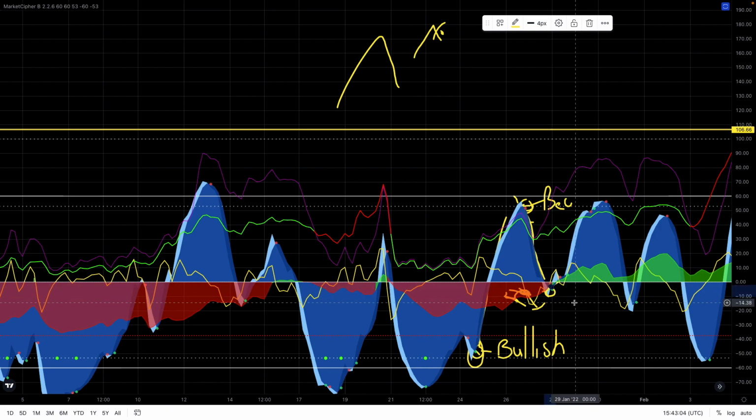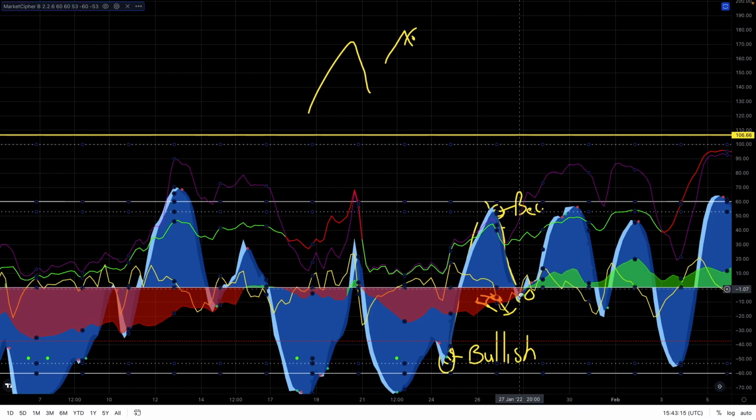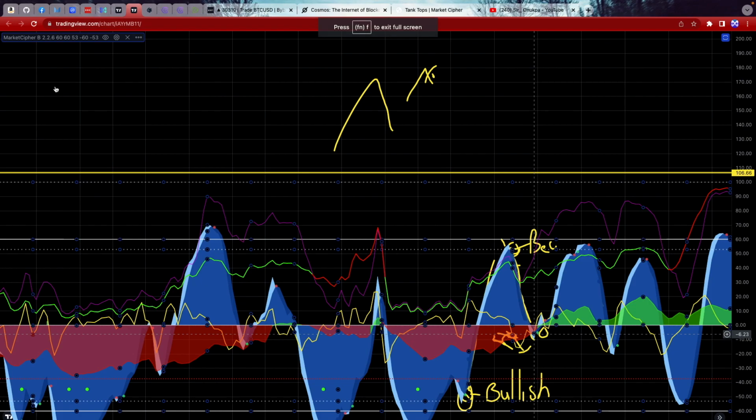Let me remove the drawings first. Sorry, people. If I remove the drawing, don't worry. So liquid is entering into the positives. So momentum came down here. We form another green dot. Bear with me.